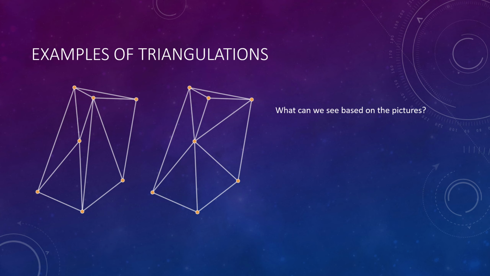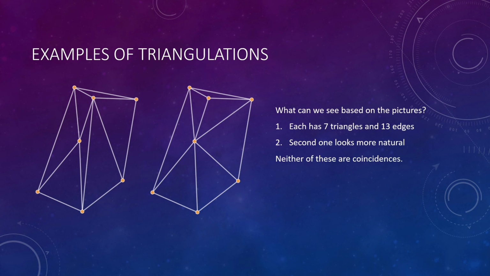In these pictures, you can see examples of triangulations. What can we notice if we look a bit closer? Each of these triangulations has exactly 7 triangles and 13 edges. And the second one looks a bit more natural, because the first one has some long and narrow triangles. Neither of these are coincidences, as we will see.